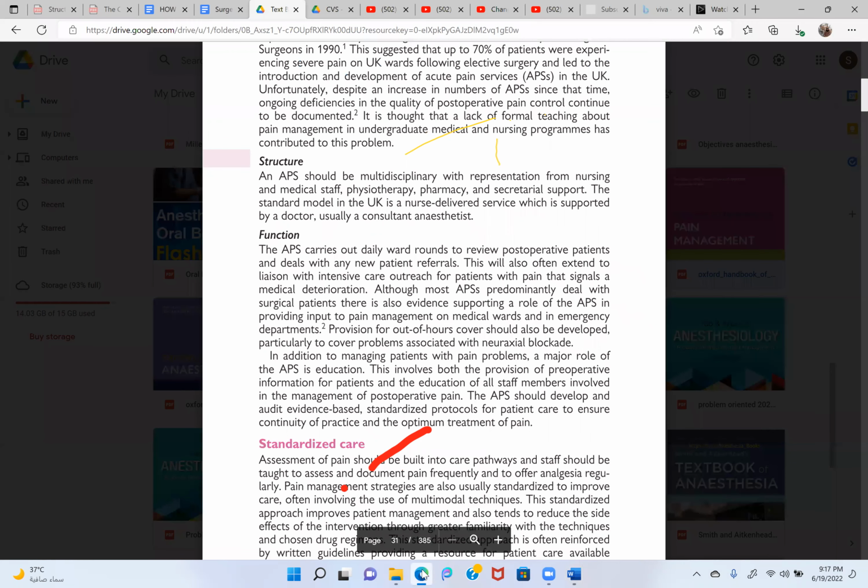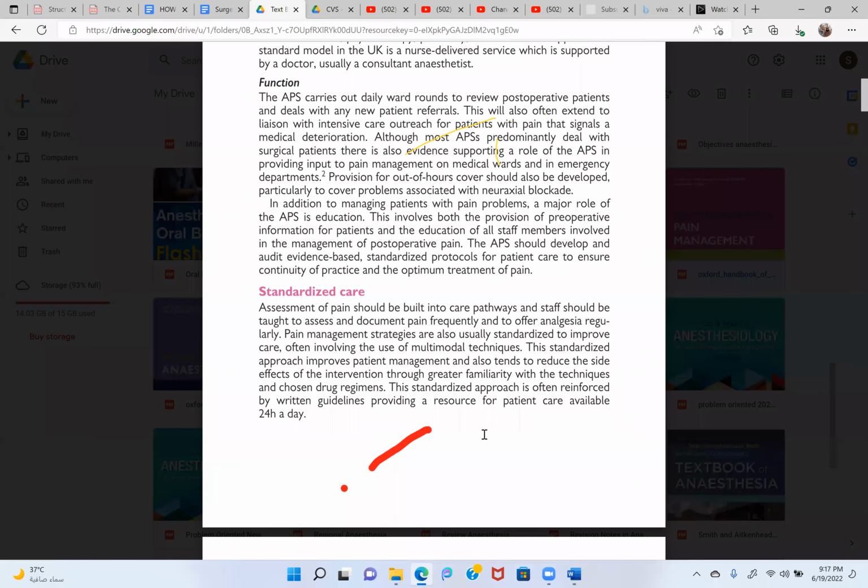What is acute pain service? As I told you, it is a service provided to acute post-surgical patients or patients with any painful crisis coming in the emergency, where the emergency physician needs advice from the pain specialist. So you are giving the same thing.